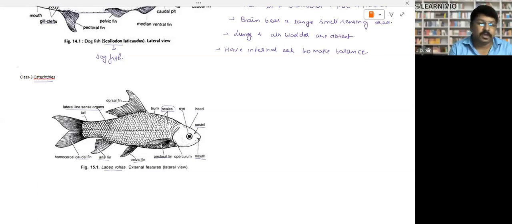And they have the internal bony structure. Their bones are present over there. So come to the general characteristics. Osteichthyes means bony fishes. The bony fish.